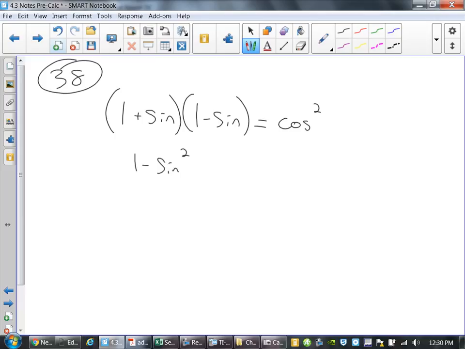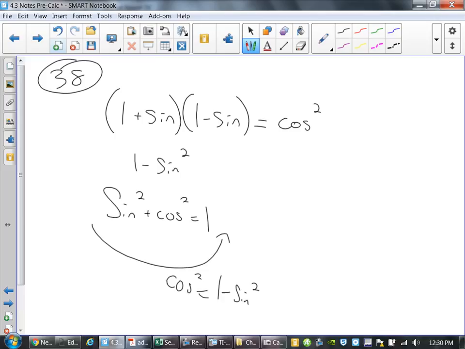Well, think about the Pythagorean identity. The Pythagorean identity says sine squared plus cosine squared is 1. So if I move this over, do I get cosine squared is 1 minus sine squared? You're verified. It's those little tricks and those verify steps that you may have forgotten. Okay?